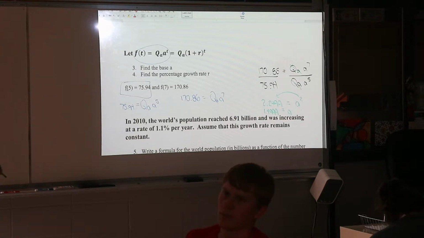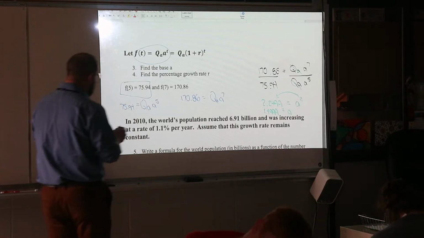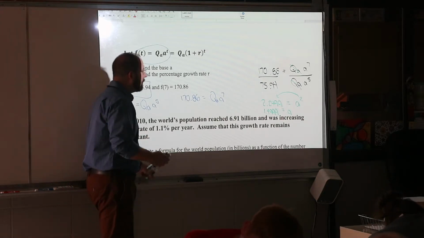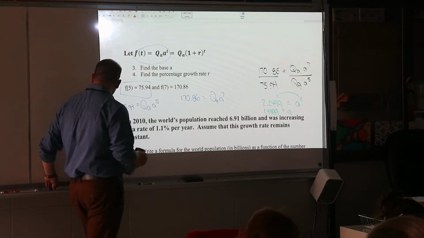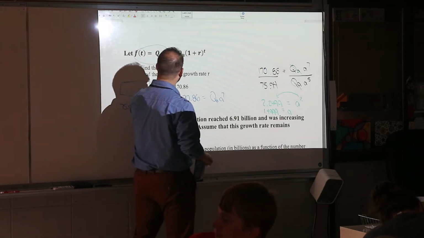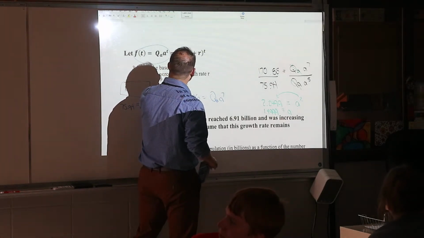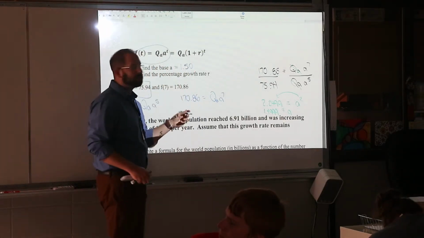So it's about 1.49 or 1.5. Can we round up? And you can round, definitely. So assuming that's my A, my base is 1.49 or 1.5, so we can put that in number 3. 1.5, and then the growth rate was 50% growth.